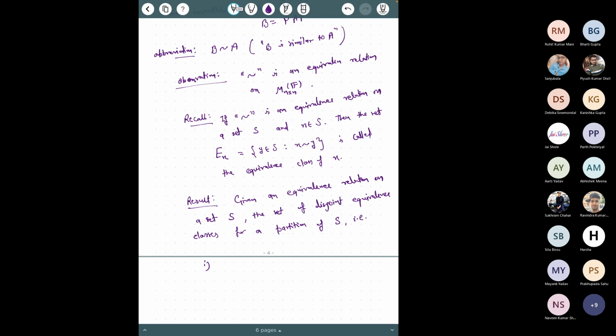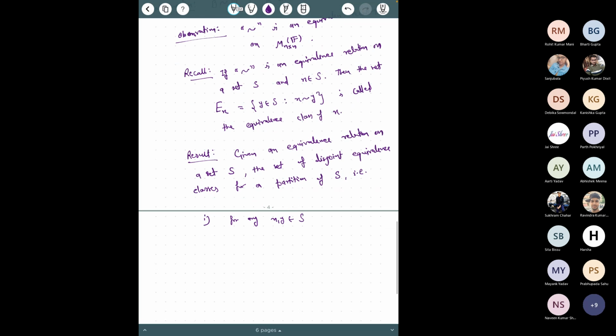That means if you collect only the disjoint classes, then for any x, y in S, what is the meaning of this? That means for any two elements x and y in S, you can say either the equivalence class Ex is equal to Ey, or Ex intersection Ey is empty. And second, S is the union of all these disjoint equivalence classes.